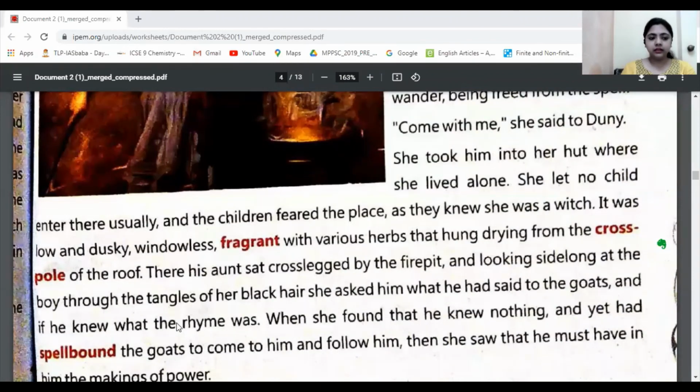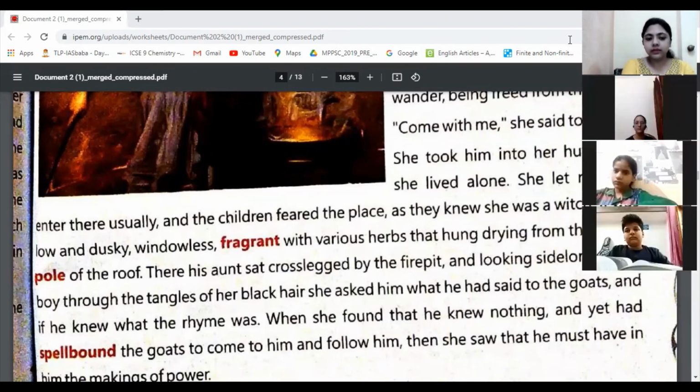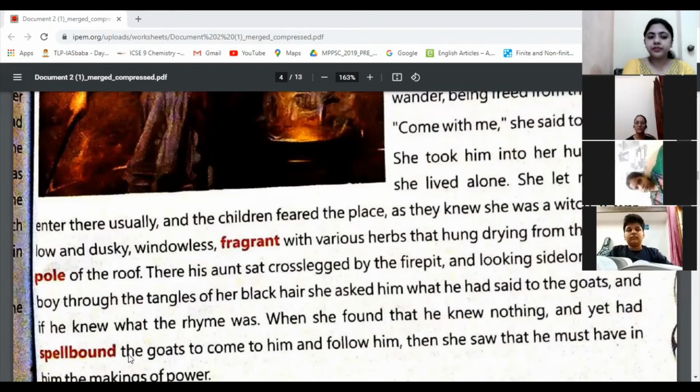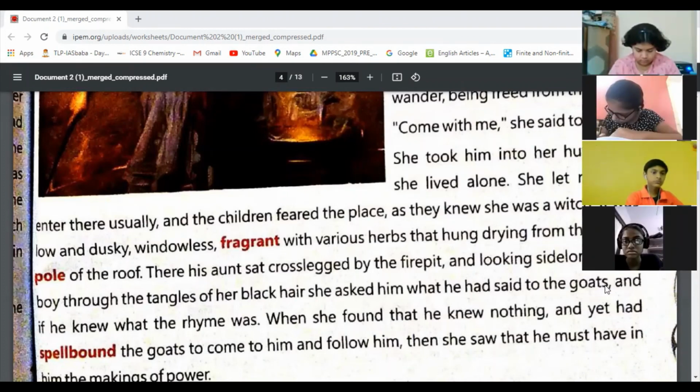So that again surprised his aunt, and she could sense that this boy had the capability or potential to become a great wizard one day. All right, so you have to mark how his aunt got an idea that he would be a great wizard one day. So this can be your answer. When she found out that he knew nothing about the spell, about the charm, still he could spellbound the goat to come to him and follow him. That was the time when she knew that this boy had great potential in him to become a famous wizard one day.